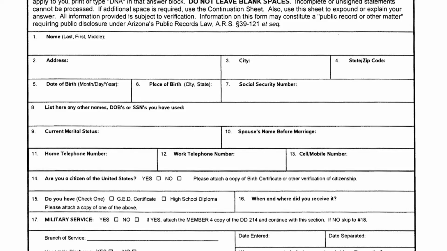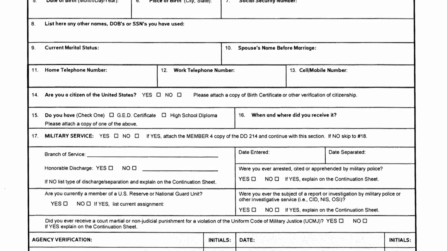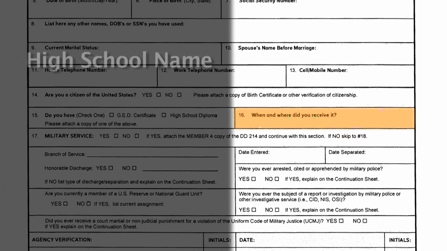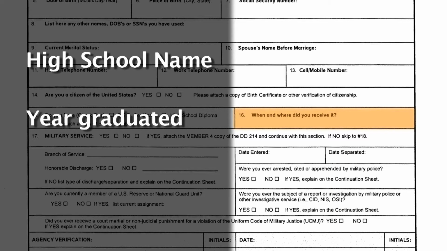As you work your way down page 3, there's a section for high school degree. Number 16, when and where did you receive it? It is important that you put not only the high school name, the year you achieved your degree, but also include the city and state where you attended.